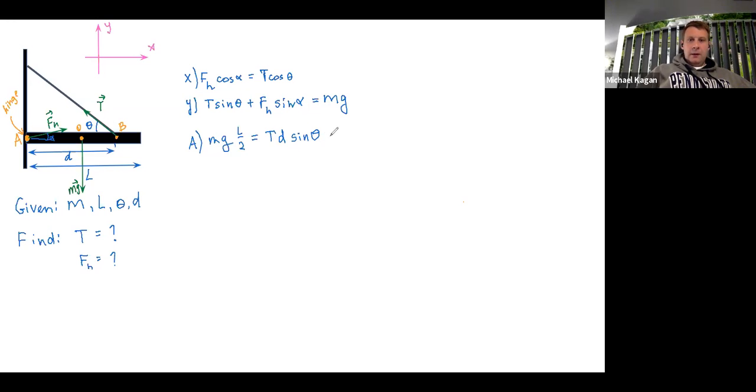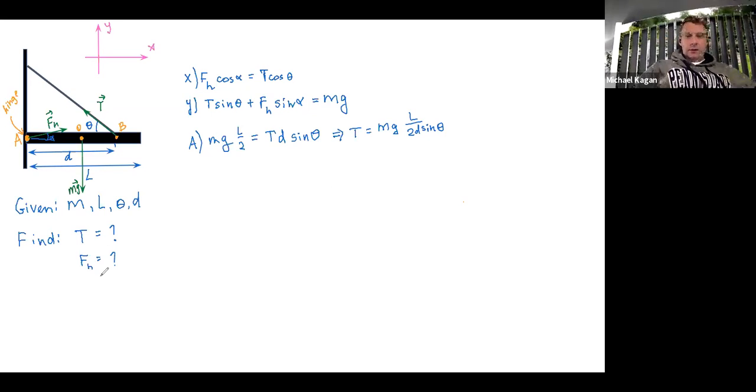Okay, so let's do it and answer the first question. T equals mg L over 2d sine theta. So that's how much tension has to be in the string.